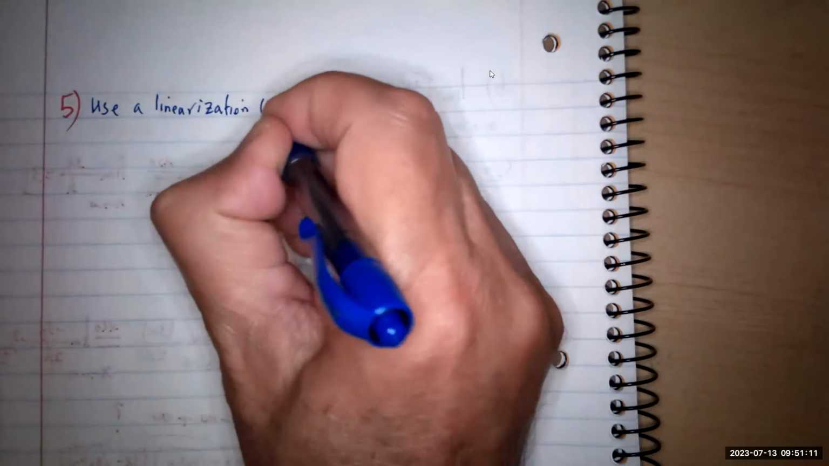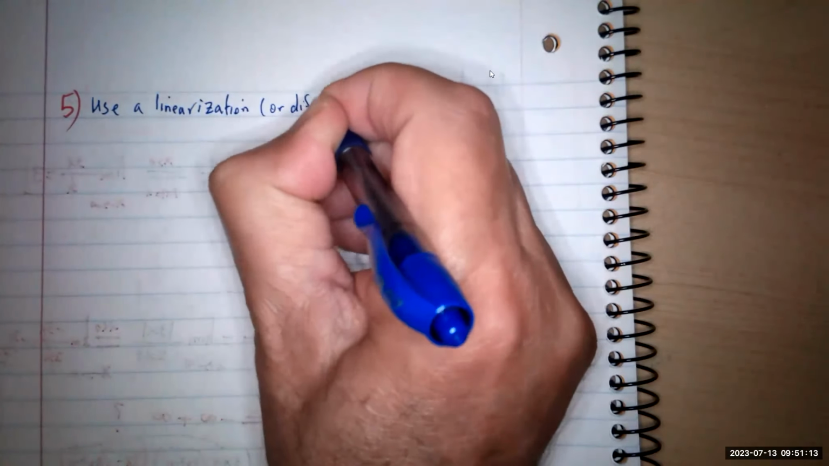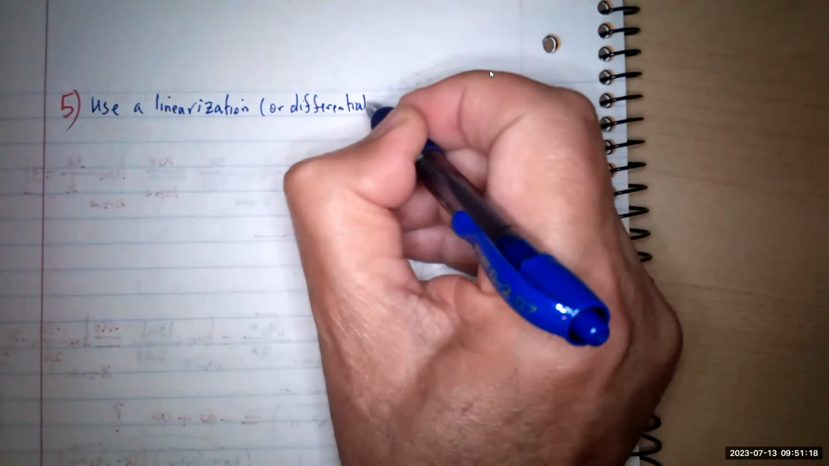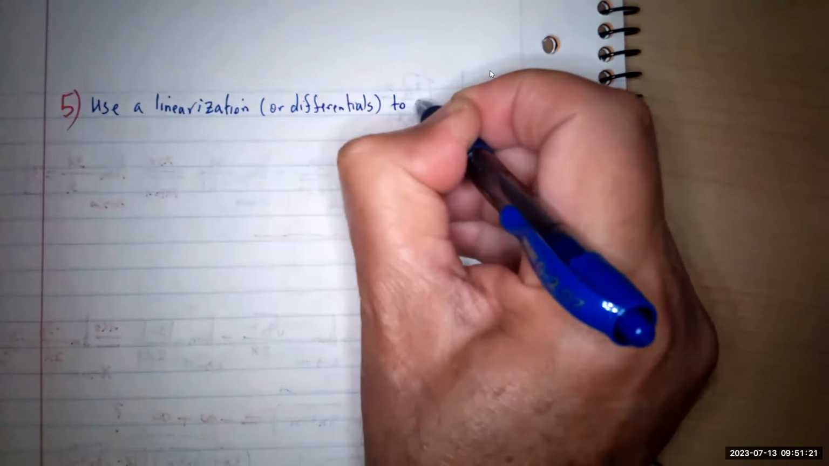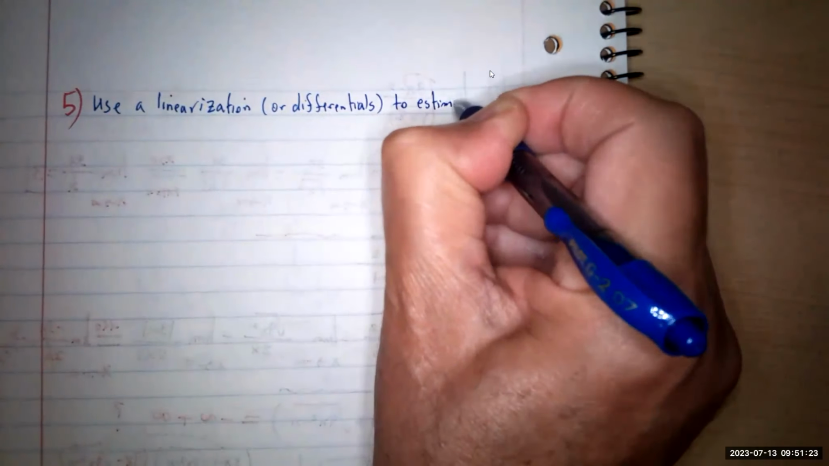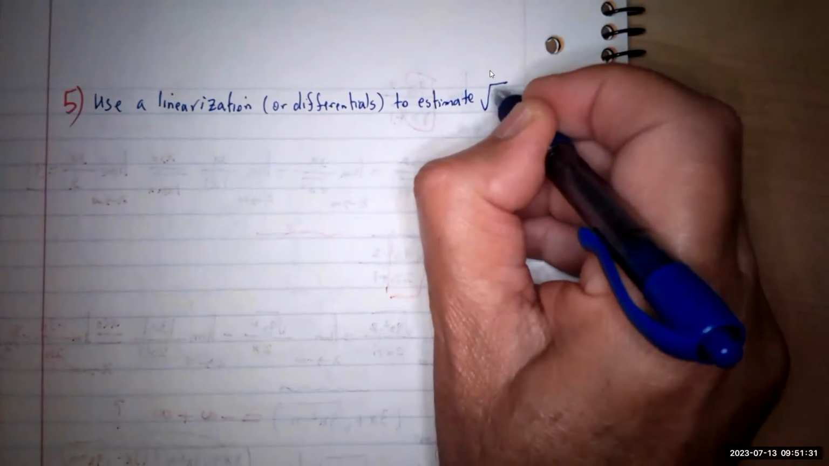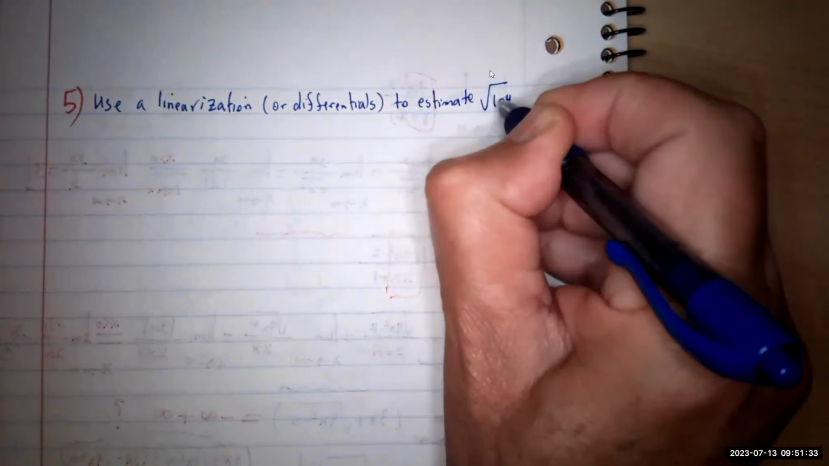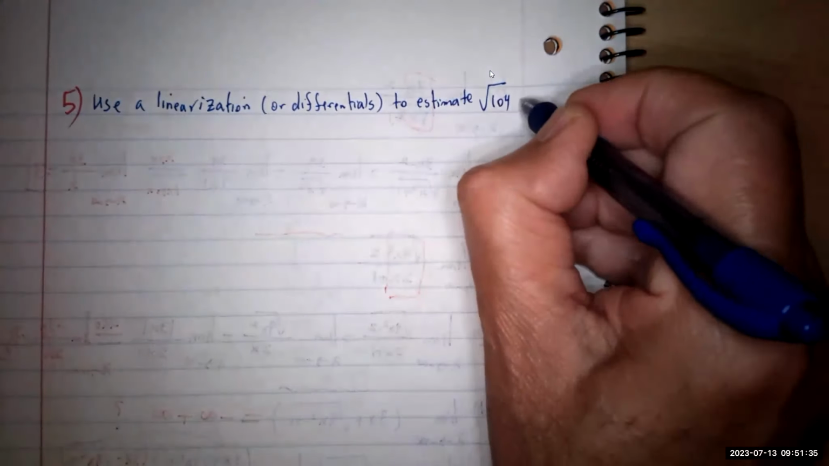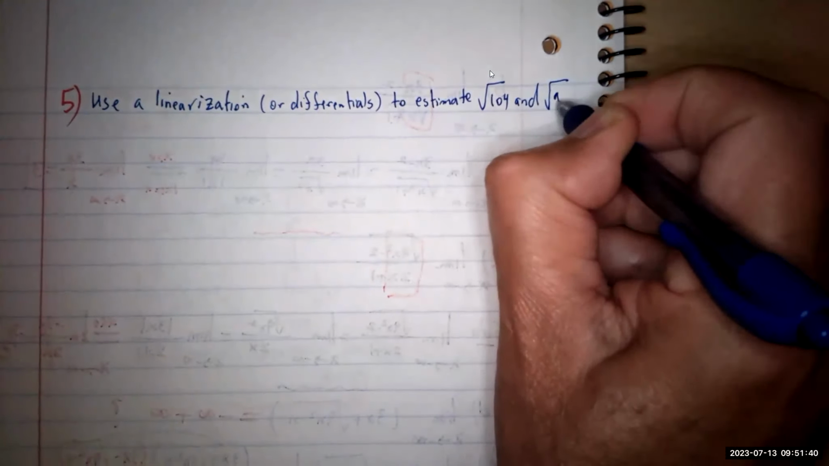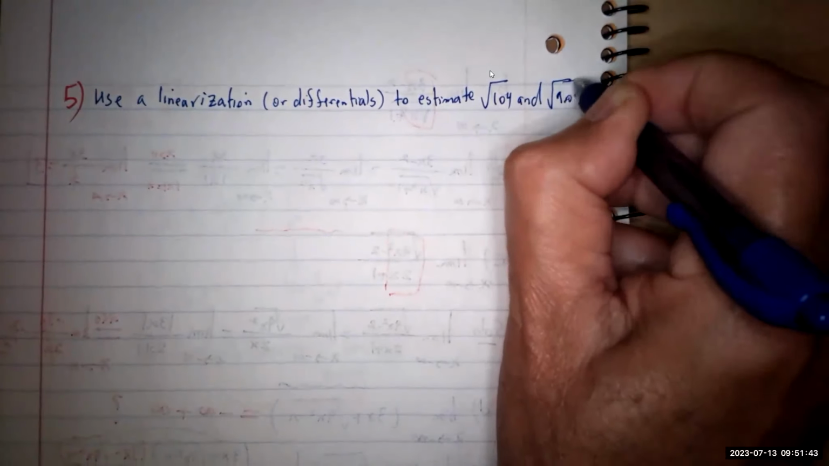Linearization or differentials to estimate these numbers: the square root of 104. This is one of them, and the other one is the square root of 9.09. I do one of them. If I get time, I come back. Okay, that's it.